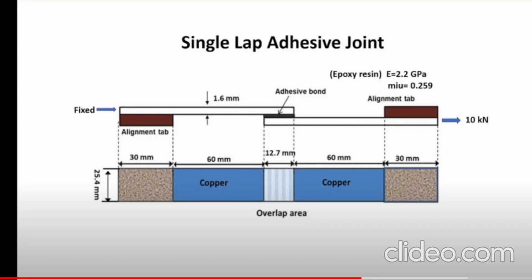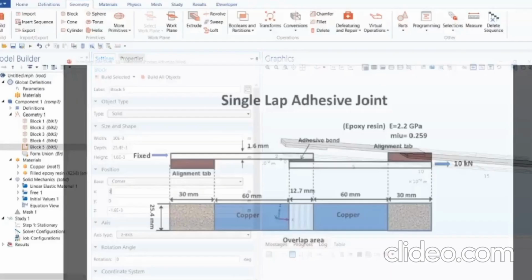Good morning, all of you. Today we have discussed the single lap adhesive joint COMSOL simulation. In this video we are generally showing the simulation of the adhesive joint, and we show the thermal distortion, residual stresses and the distribution of the temperature. So we start the video one by one.